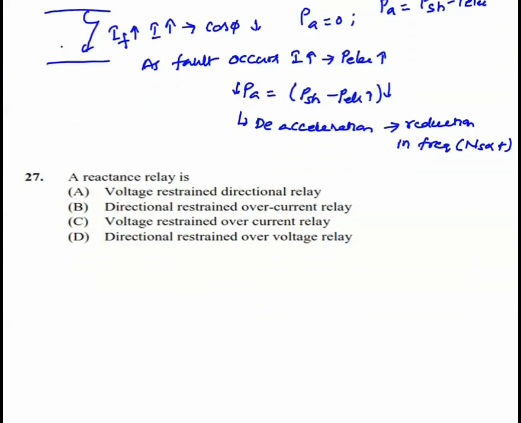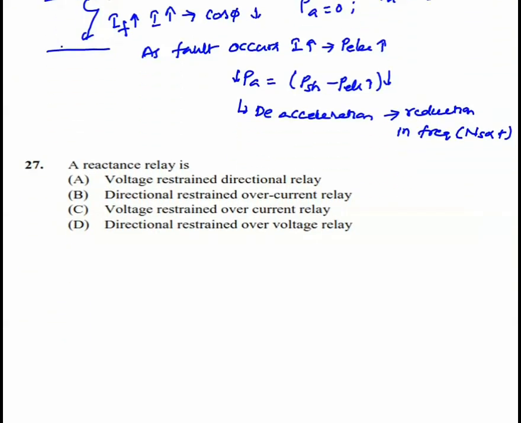And the next one, the 27th question. A reactance relay is a directional restrained overcurrent relay. This is for the reactance relay, and this is for the Mho relay. The Mho relay is a voltage restrained directional relay, and the last one is the impedance relay, which is a voltage restrained overcurrent relay. The reactance relay is a directional restrained overcurrent relay. So B is the option here.